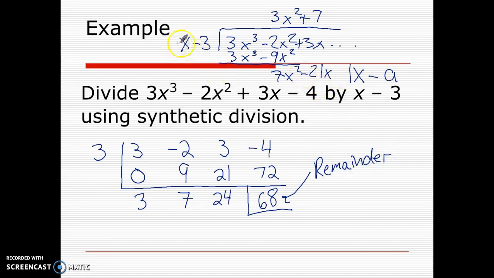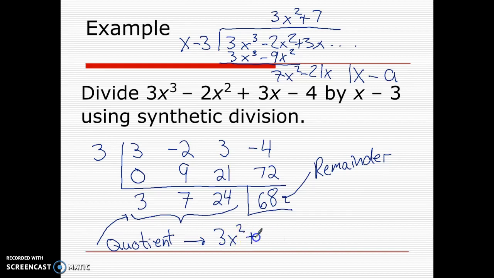Just like it would be if we continued this process up here, right? So our quotient is this guy, at least the coefficients of our quotient, right? We would need to translate that into the polynomial that is our quotient, right? So our quotient would be 3x squared plus 7x plus 24 with a remainder of 68. Okay, and that's our synthetic division algorithm, right?